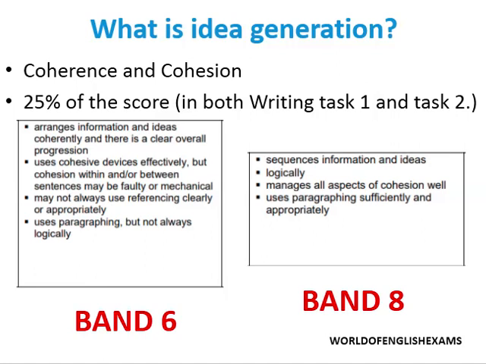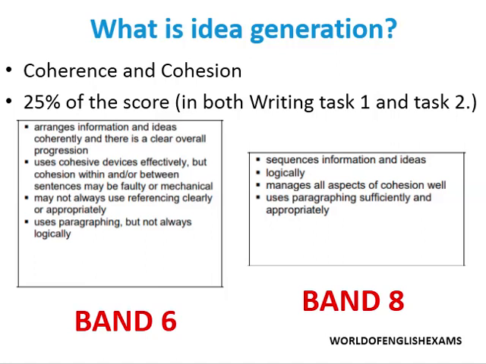Then coming back to the band descriptors, so I have clearly indicated the description for coherence and cohesion for band 6 as well as band 8. Let us see how the band score can be improved by 2 band points straight away if you are able to follow the points which are mentioned here.